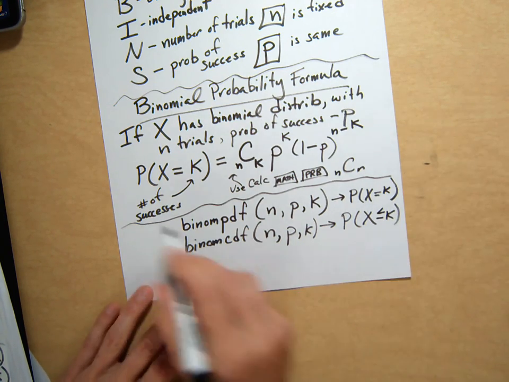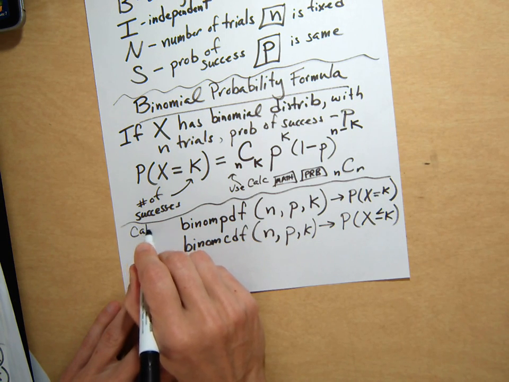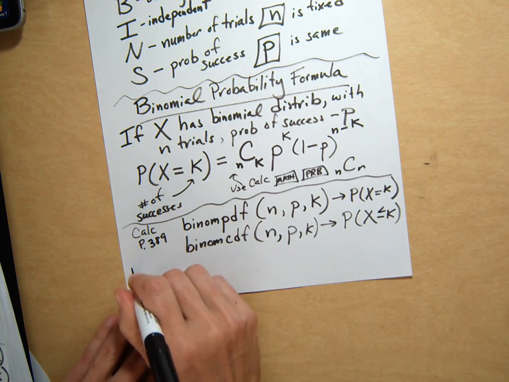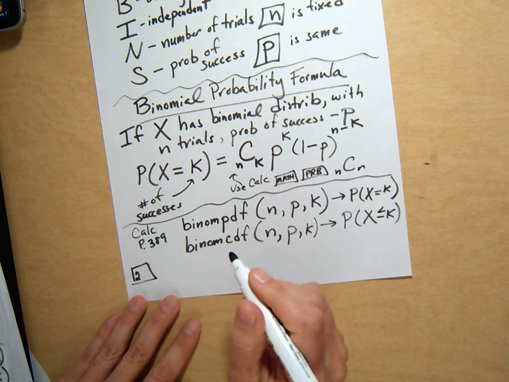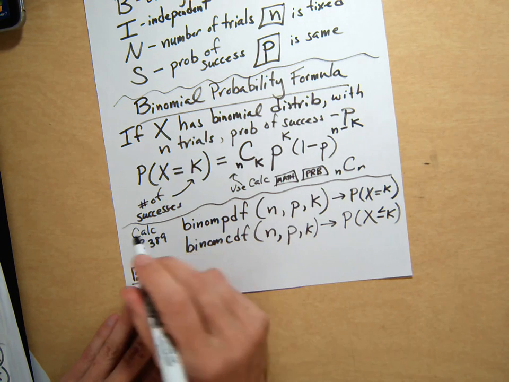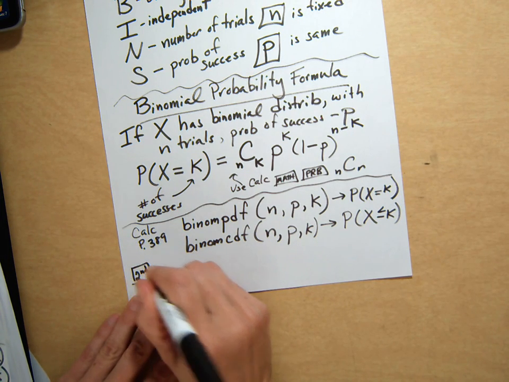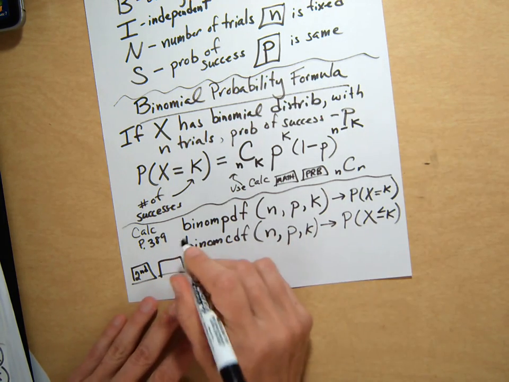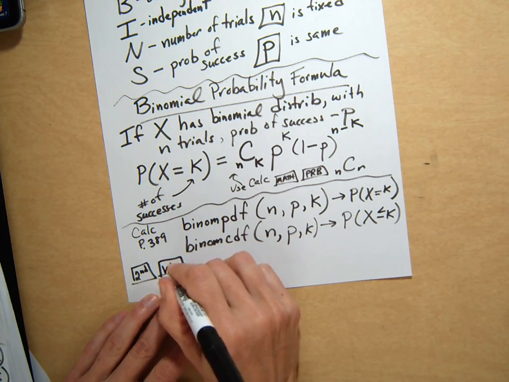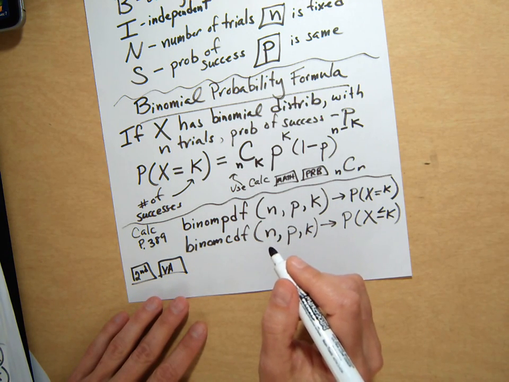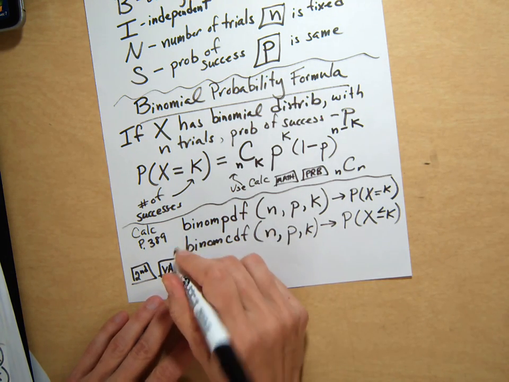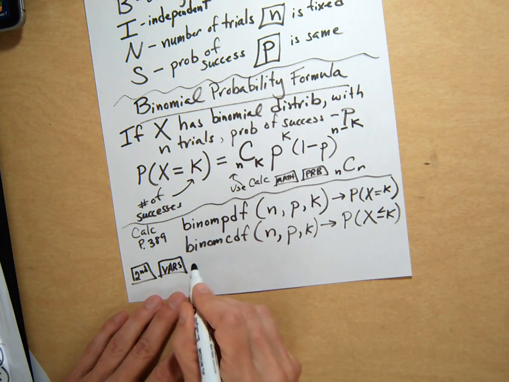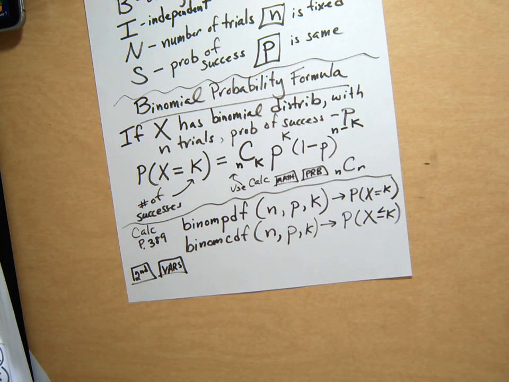And where this is on your calculator, it's in the book, it's referred to on page 389, but you would go to 2nd VARS, same place where you did normalCDF, because normalCDF is for a normal distribution. This is a binomial distribution. And later on, we're going to get to when you can approximate a binomial with a normal distribution. We'll get there. But if you go to 2nd VARS and scroll down, you'll see those two.